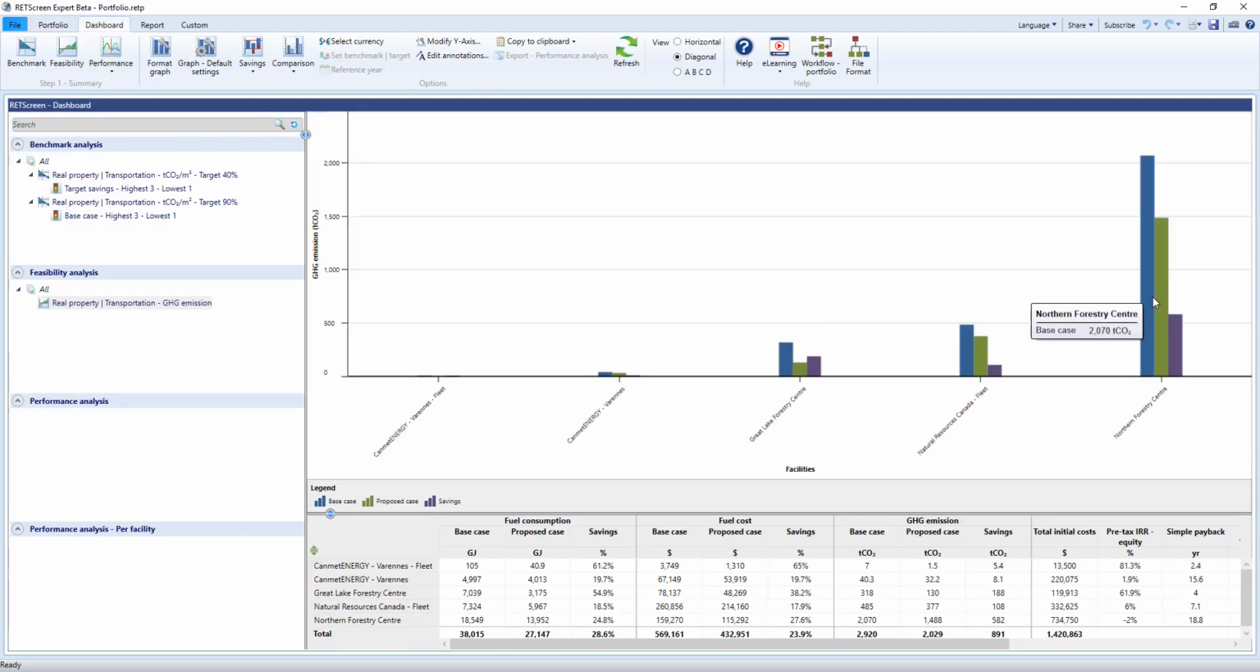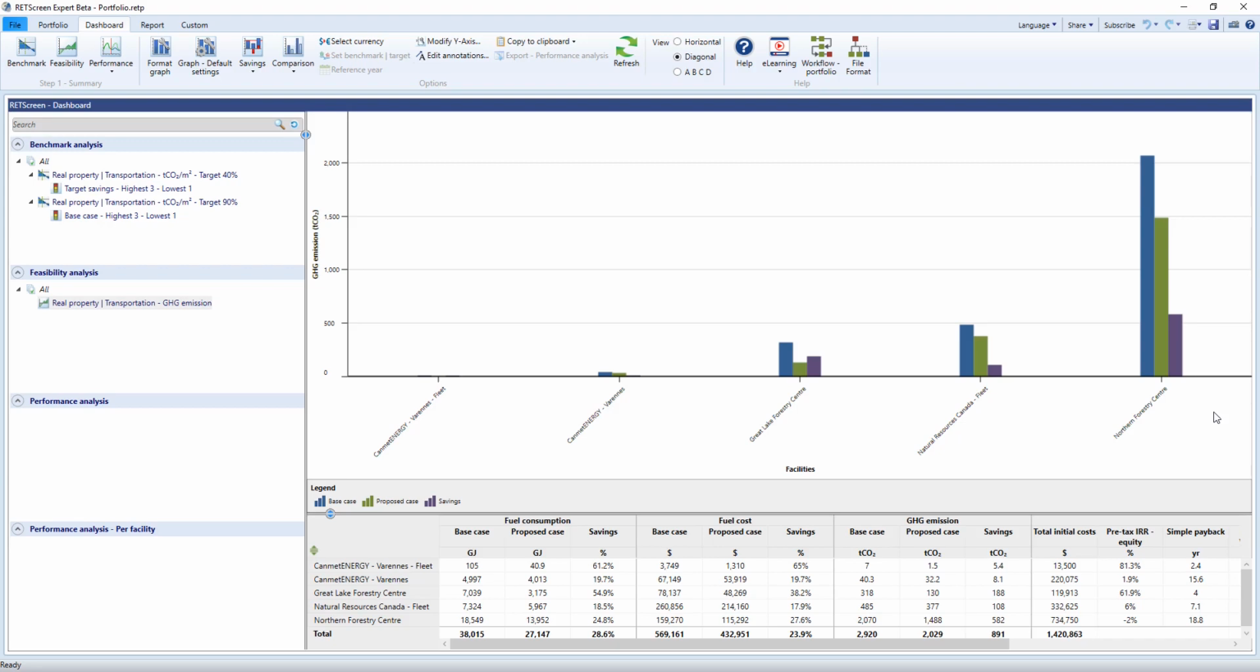The RETScreen portfolio includes all of these differences, and this graph is aggregating all of that data into a convenient summary. This is also true for fuel costs, escalation rates, and all the other parameters that make each facility unique. The RETScreen portfolio analysis gives you a convenient roll-up of all this data.